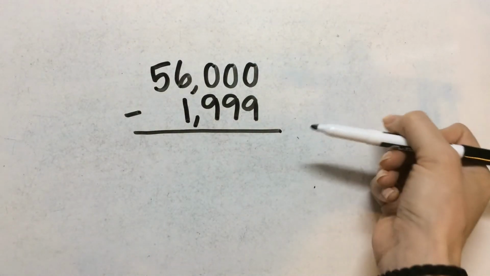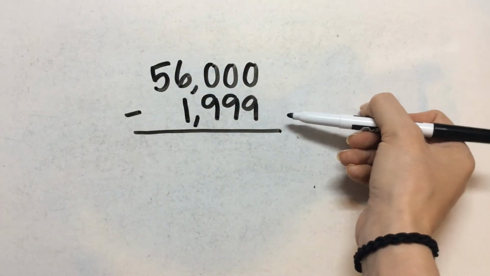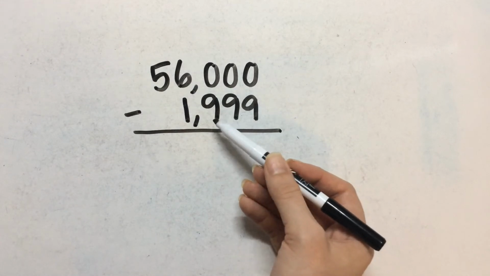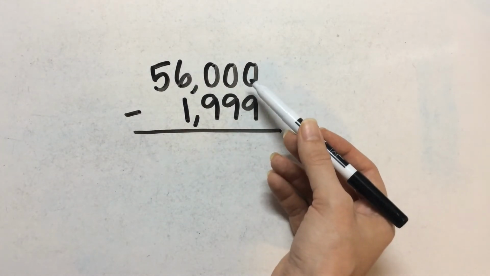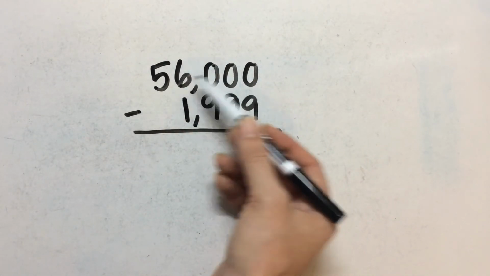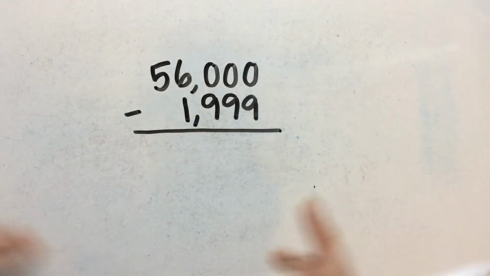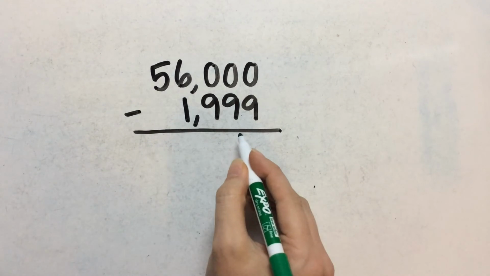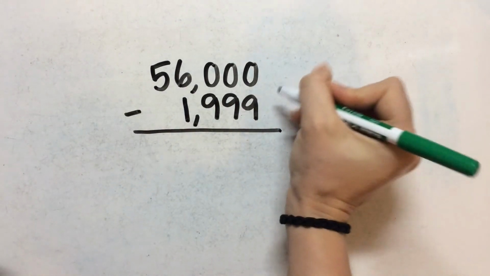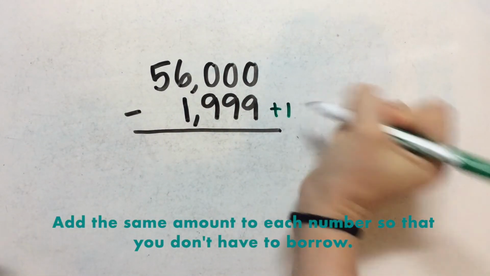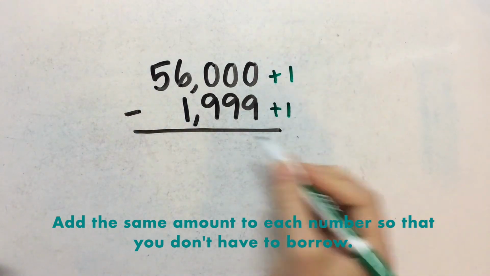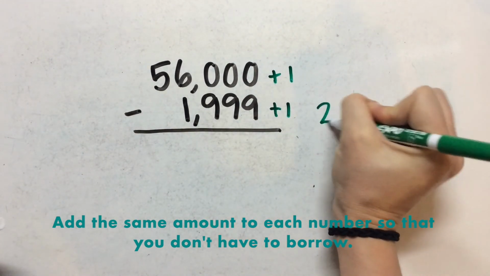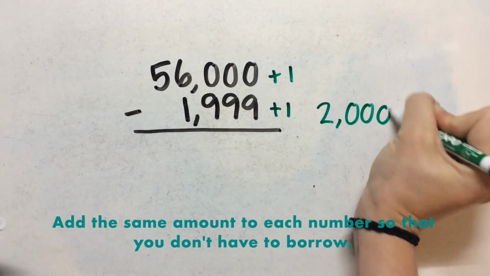So here is a subtraction problem where there is a bunch of borrowing that would have to happen because all these 9s are bigger than these 0s, so we would have to do a lot of borrowing here. But a quick trick is to take these two numbers and add 1. Add 1. So then this number changes to 2,000.